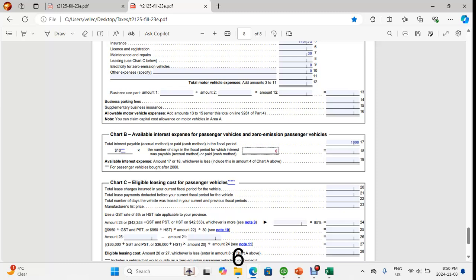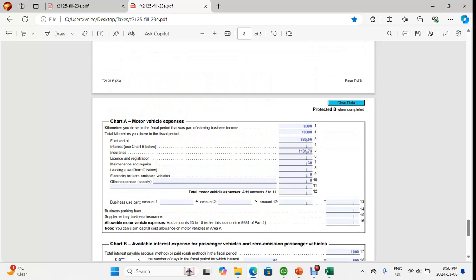Okay, let's say this is 60 days. So this will be a total of 60 times 10, say for example. So this will be $600. And your available interest expense, amount 17 or 18, whichever is less. So that will be $600. So we'll type in $600 for interest expense over here. So this will be $600 for box 4.